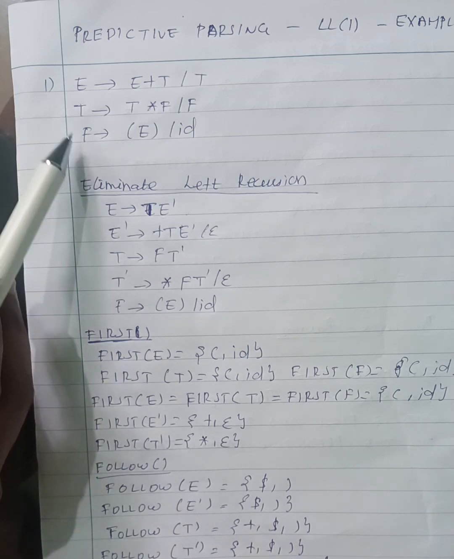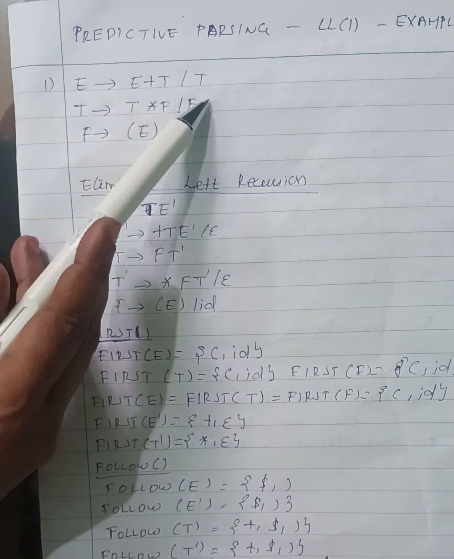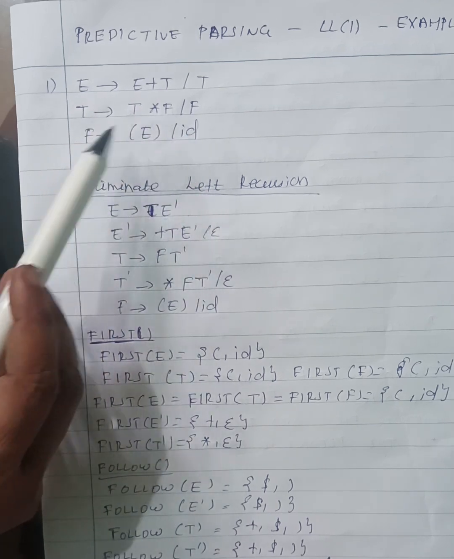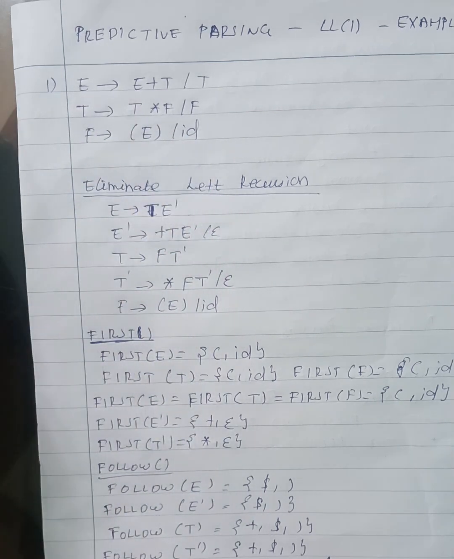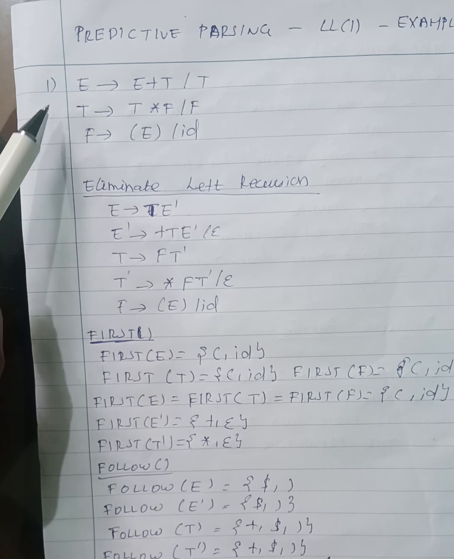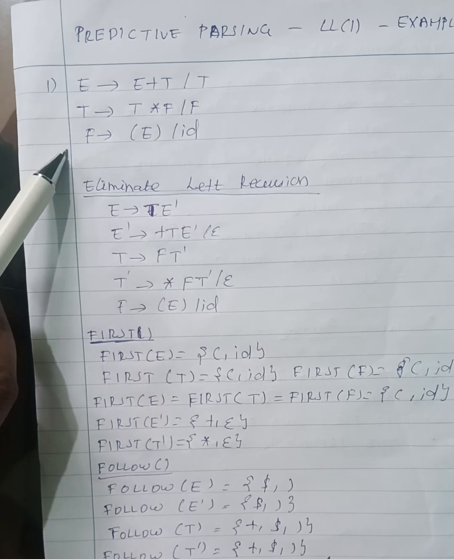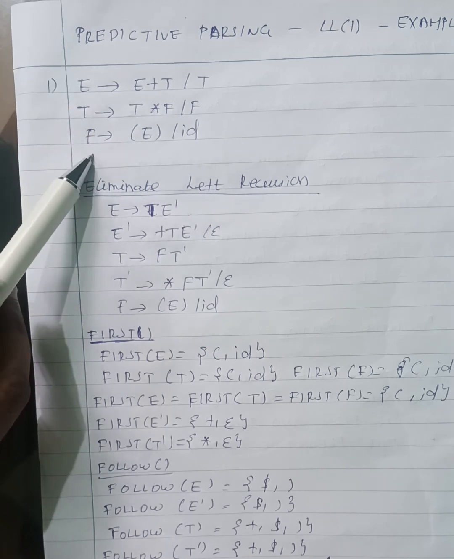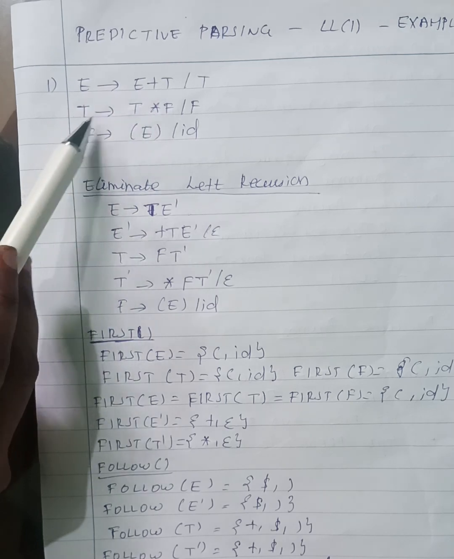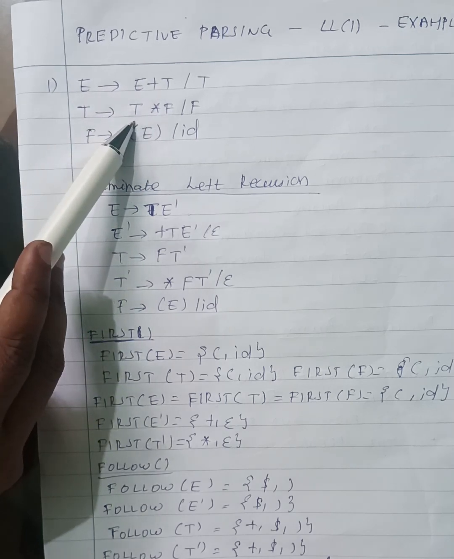So this is an example we have given. E tends to E plus T or T, T tends to T star F or F, F tends to (E) or ID. First we have to check whether any left recursion is available in the given grammar. Yes, left recursion is available in the given grammar, that is E tends to E and T tends to T. First we have to eliminate the left recursion.